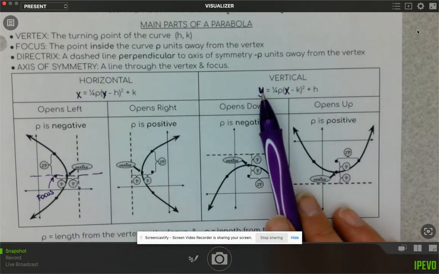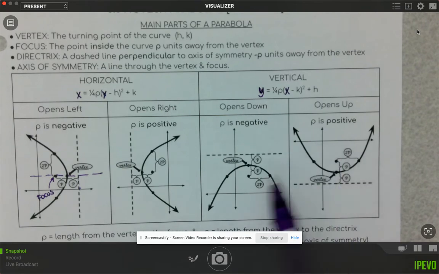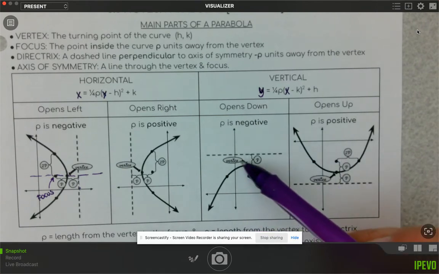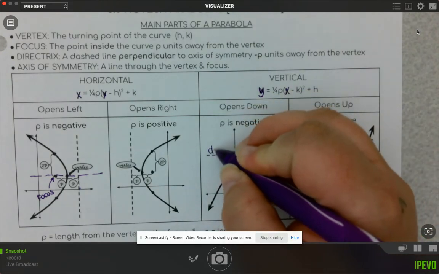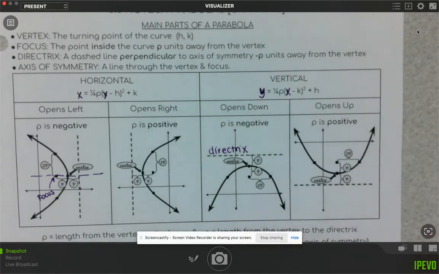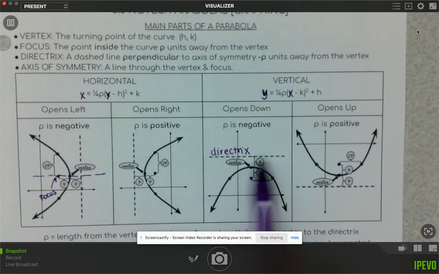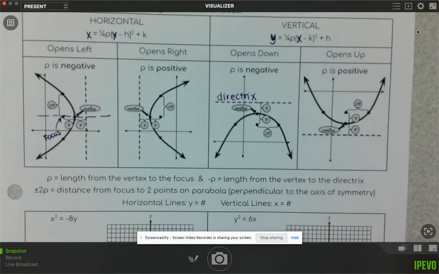If y is in front and it's the only thing not squared by itself, it's either going to go up if it's positive, down if it's negative. And then I've pointed to the vertex for you. That's this point in the middle. This line right here is the directrix. But notice how sometimes it goes side to side and sometimes it goes up and down. I'll explain kind of the best way to approach that as you graph it when we do our examples down here.